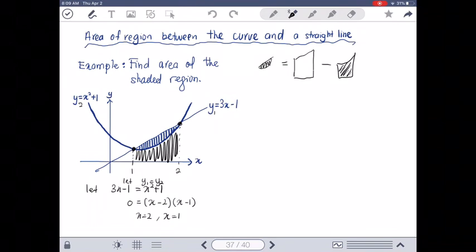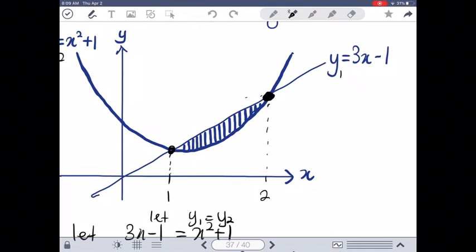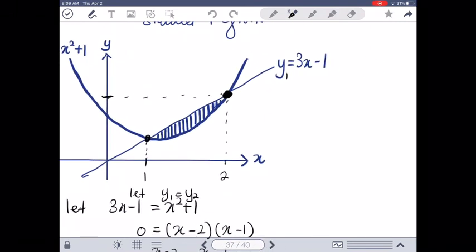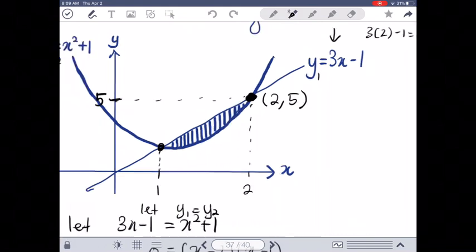To find the area of the trapezium, we need to find the height here. Obviously, this is if x equals 2, at the coordinate of x equals 2. When x equals 2, insert it inside this formula. So we have 3 times 2 minus 1, which is 5. Means the corresponding coordinate of y is 5. Means that the height of the trapezium is 5.